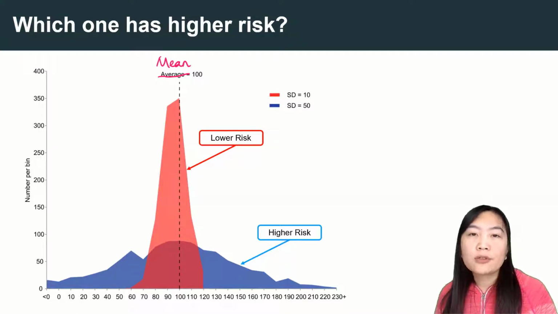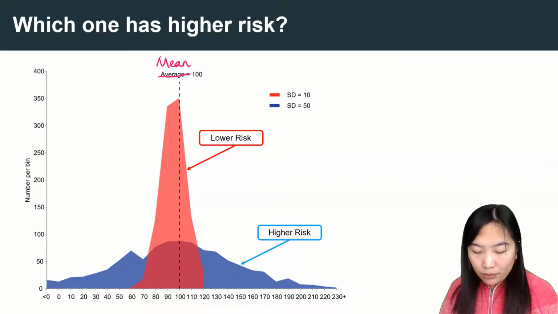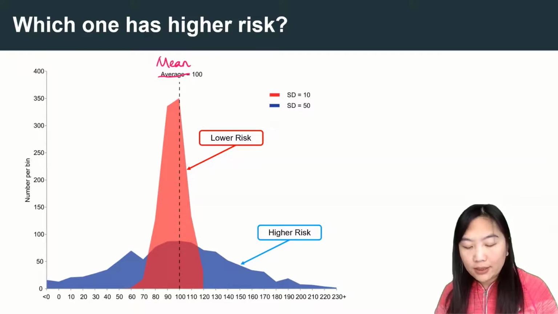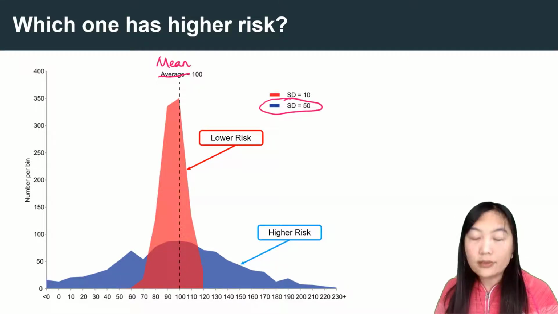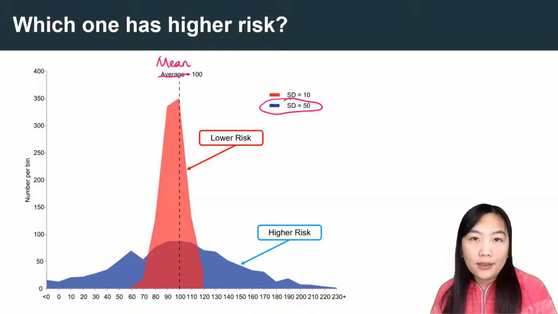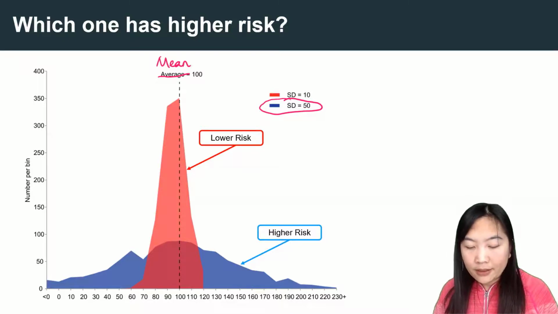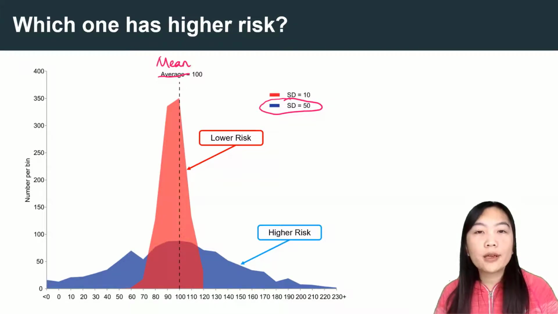However, of those two distributions, one has higher risk than the other. The blue one here, I already denoted that it's associated with a higher risk. It has a higher standard deviation than the red distribution. You can tell from this graph that the blue distribution has a wider spread or dispersion than the red one, so that one has higher risk.